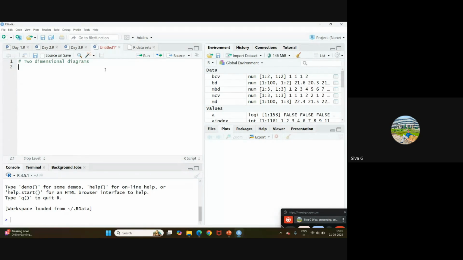Based on that scatter diagram, if any pattern is identified, then we'll go for regression analysis, a basic step while doing regression analysis. For example, if you have two variables and you want to fit a regression model between these two variables, initially we have to verify whether these two variables have some relationship or not. If there is no relationship, then there is no use of fitting a regression model.